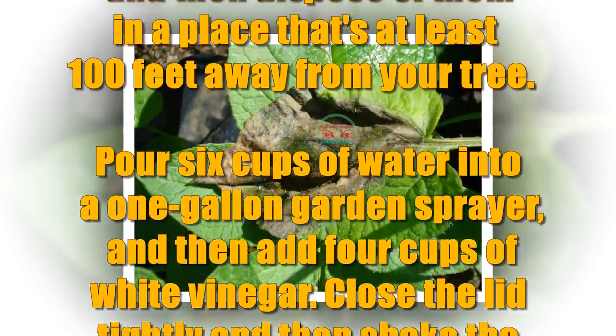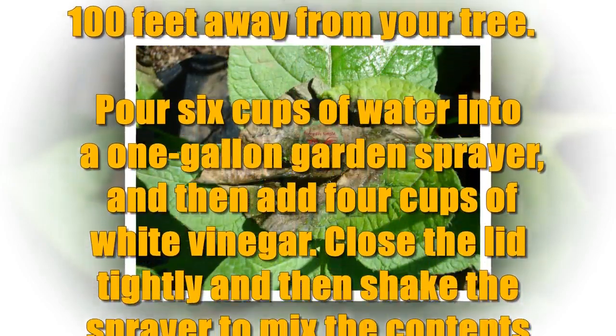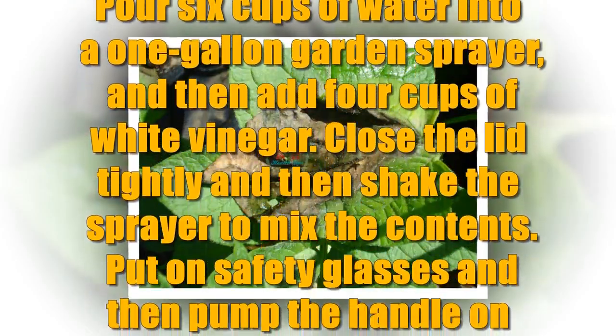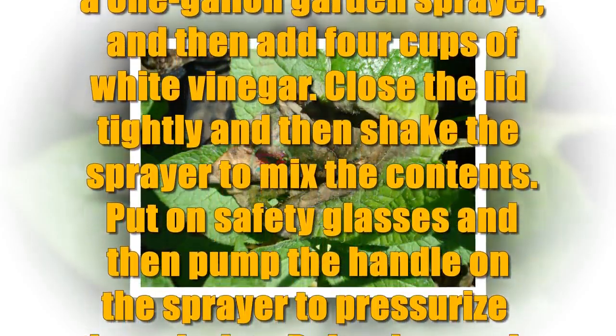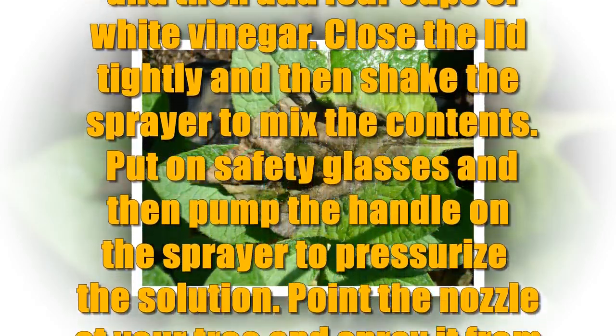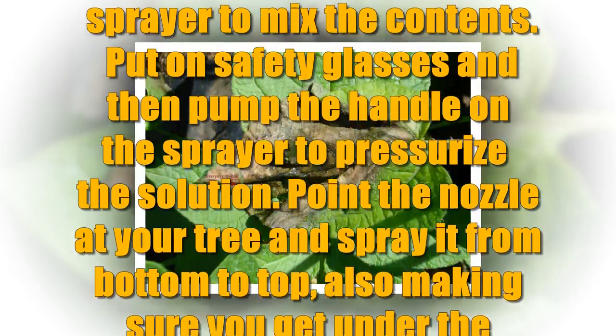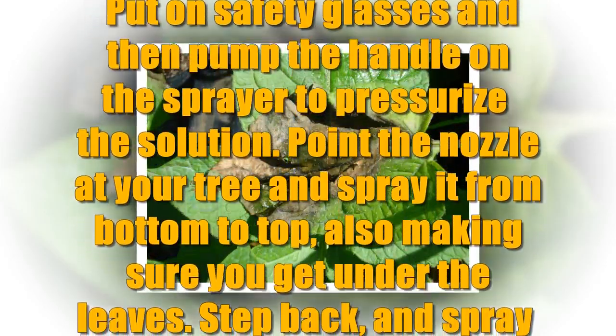Pour 6 cups of water into a 1-gallon garden sprayer, and then add 4 cups of white vinegar. Close the lid tightly and then shake the sprayer to mix the contents. Put on safety glasses and then pump the handle on the sprayer to pressurize the solution.